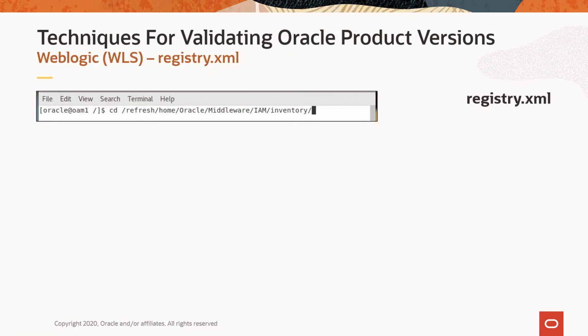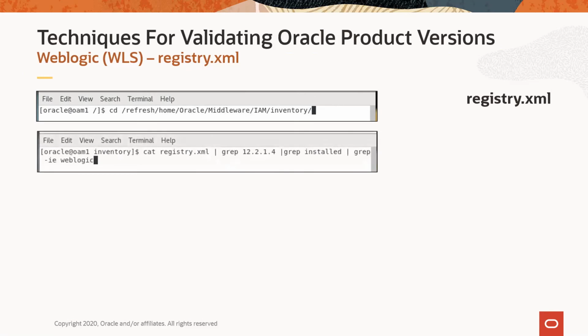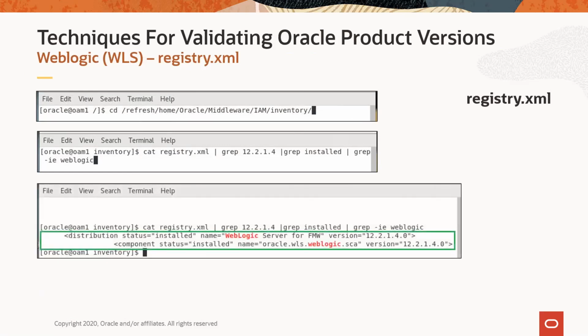Now we will verify the WLS version by reviewing the registry.xml file. From the command prompt, change to the Oracle home /inventory directory. Verify the registry.xml file and search for the value WebLogic using the command as shown. This returns the WebLogic version of 12.2.1.4.0.